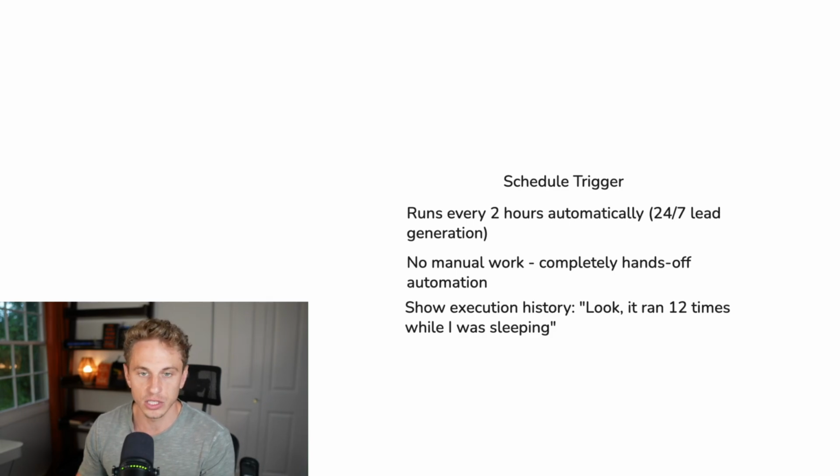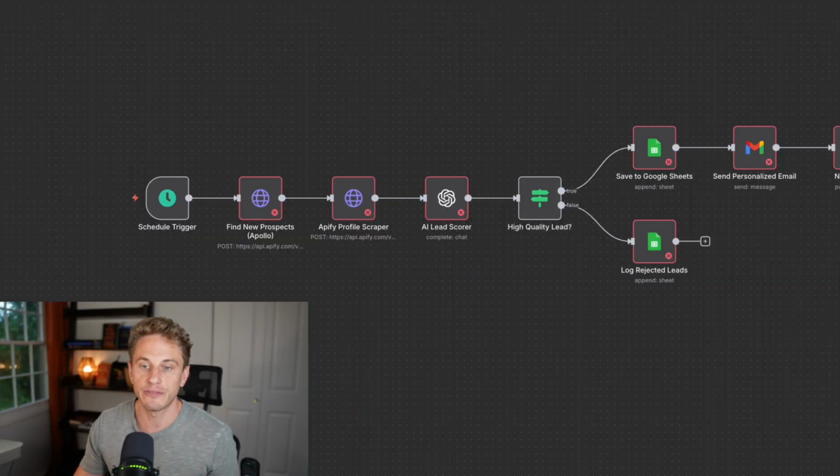So this is the trigger that we talked about. The trigger is going to run every 2 hours for 24/7 lead generation. There's going to be no manual work. It's going to be completely hands-off. And we're going to show the execution history, so it can say, hey, look, I ran 12 times while I was sleeping. And then from there, what we're going to do is we're going to go to Apollo.